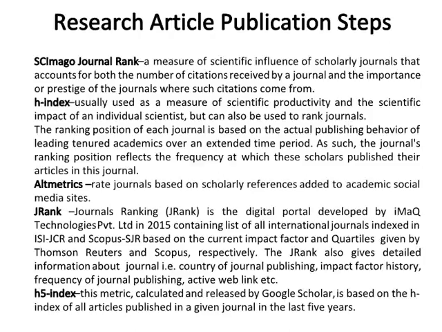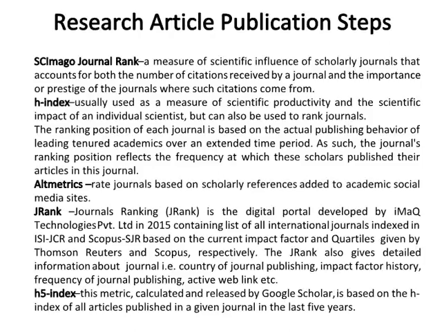JRank is the digital portal developed by iMac Technologies Private Limited in 2015 containing a list of all international journals indexed in ISI, JCR and Scopus SJR, based on the current impact factor and quartiles given by Thomson Reuters and Scopus, respectively. JRank also gives detailed information about a journal, i.e. country of journal publishing, impact factor history, frequency of journal publishing, active web link, etc.